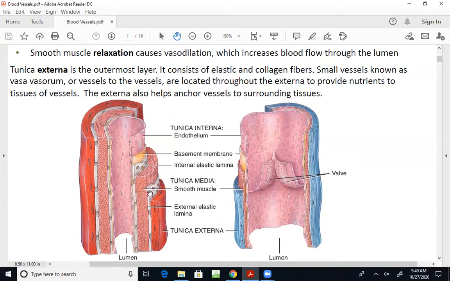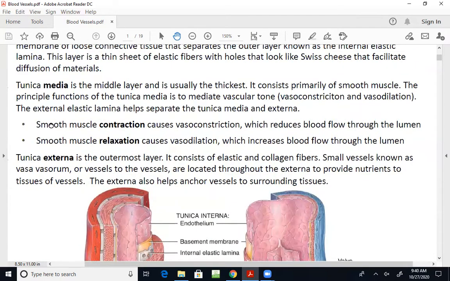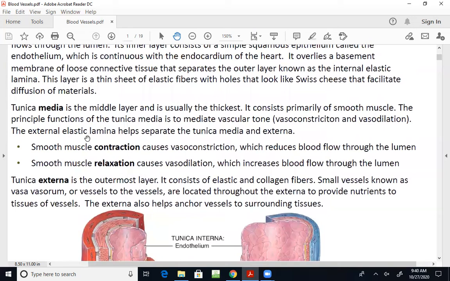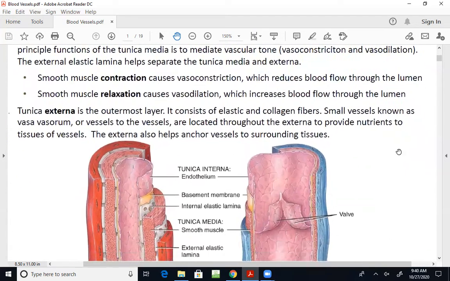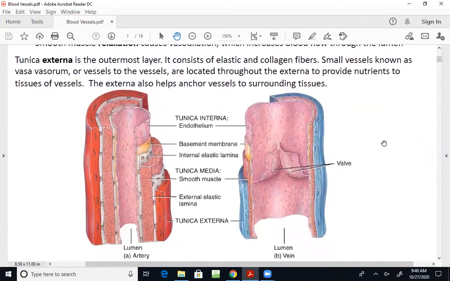There's also, and we only see it in arteries, another layer of Swiss cheese looking structure called this external elastic lamina, and it separates just the tunica media from the externa. Okay. Speaking of the externa, that's just the outermost layer made up of elastic and collagen fibers.